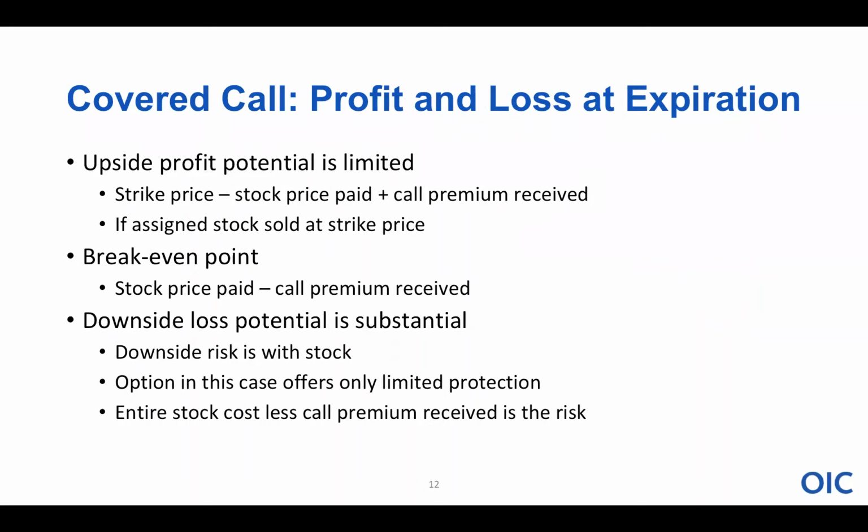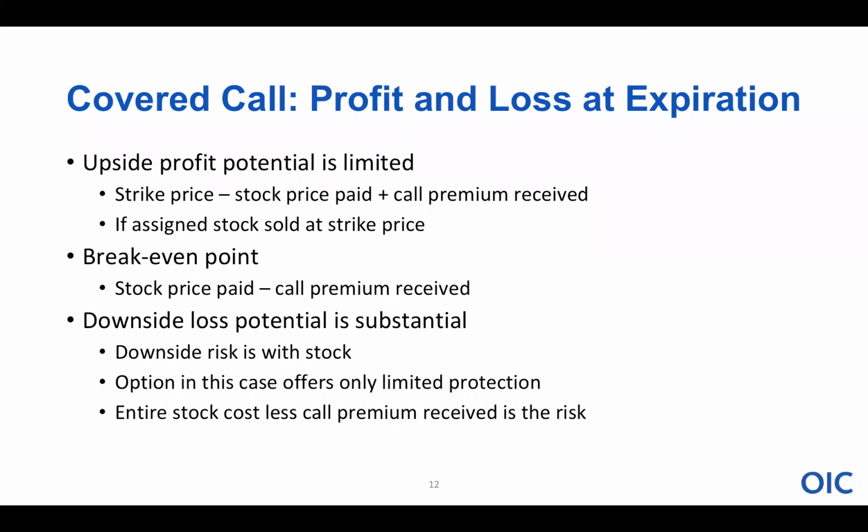So what's our profit and loss at expiration? Well, by selling those calls, we are limiting our upside potential. So we are capping our upside. So our maximum profit potential on this position, if we sell an out-of-the-money call, is the strike price that we sold minus the price that we paid for the stock plus the call premium received. And if we get assigned on that stock and we have to sell our shares at the strike price, assignment essentially means that we make the maximum that we possibly could on that position. And we'll go through some examples going forward, but just keep that in mind.